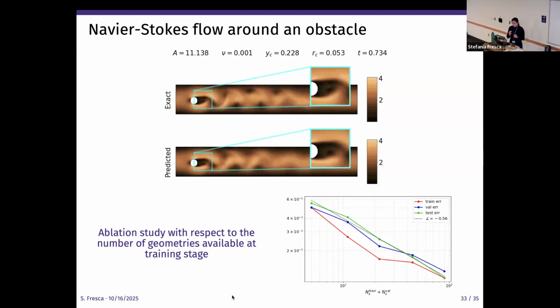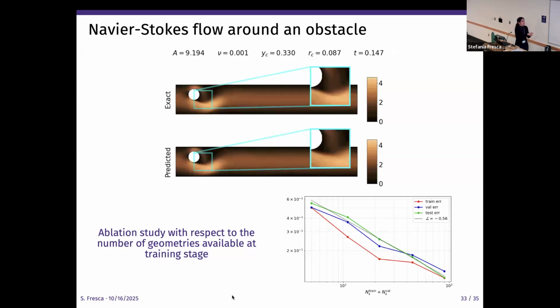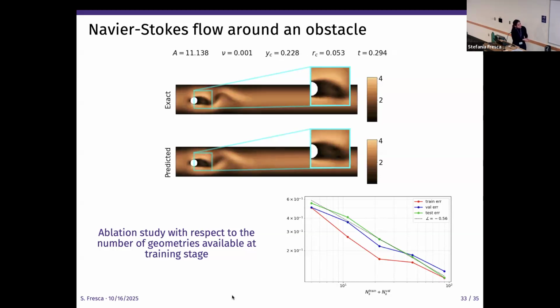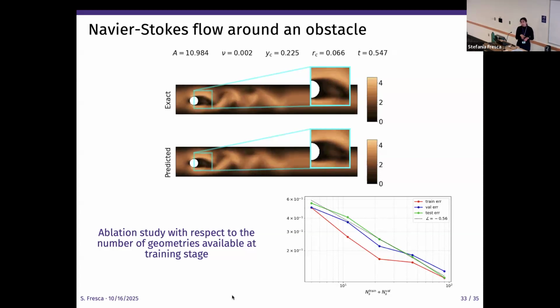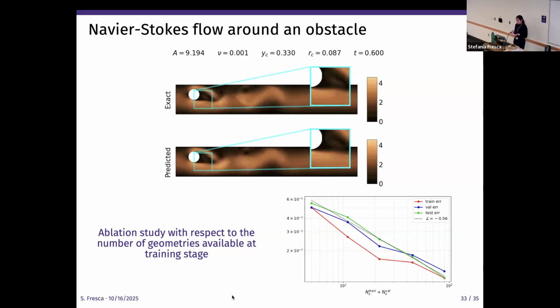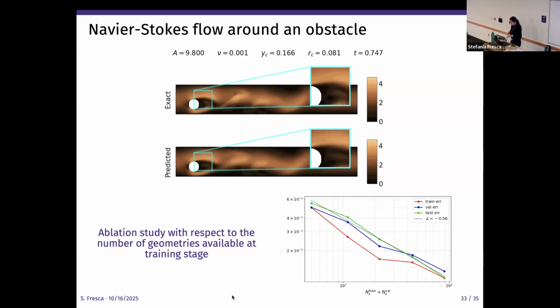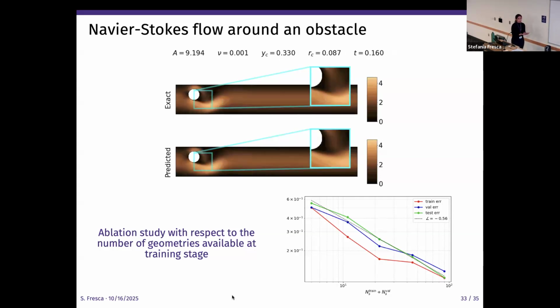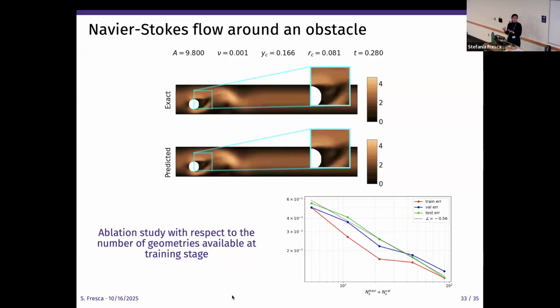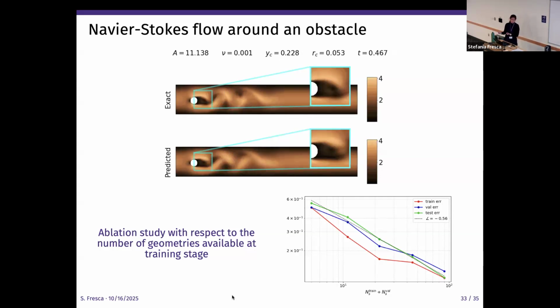Then we performed an ablation study with respect to the number of geometries provided during the training stage, by halving them at each step. The scaling law is almost linear, and this means that CGA-DL-ROM is able to take advantage of the augmented information to reach a better accuracy.